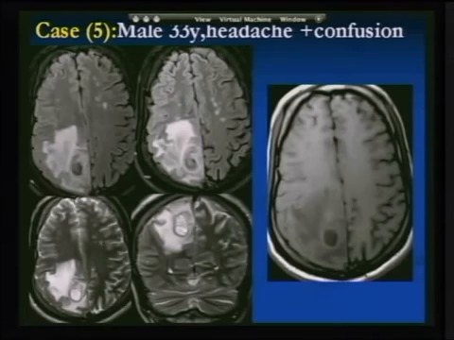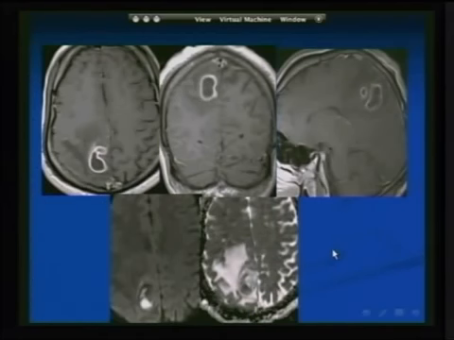Another patient, male, 33 years old, headache and confusion. You can see that there is a nodular lesion along the right parieto-occipital, high, cortical, subcortical, with surrounding edema, hypo-intense rim on FLAIR and on T2, hyper-intense rim on T1, following contrast administration, irregular thin rim enhancing, central diffusion restriction. So perhaps it is an abscess.